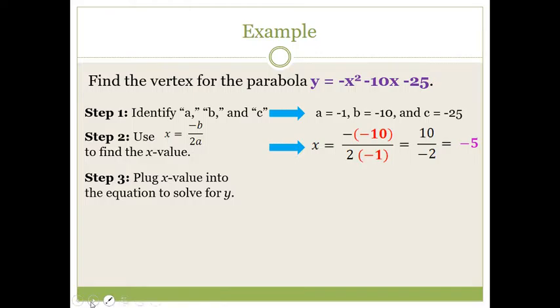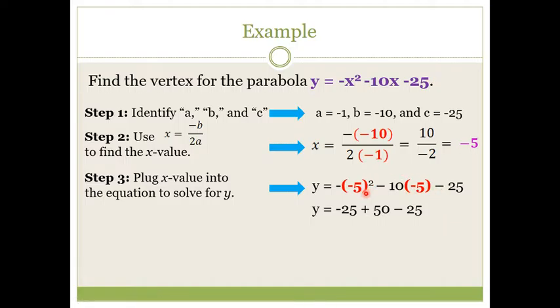So let's plug it in. Here's the negative from right here, this negative in front of the x squared. And then we plug in our -5 squared minus 10 times -5 minus 25. And then finally, we just use the order of operations to simplify this and come up with our solution.